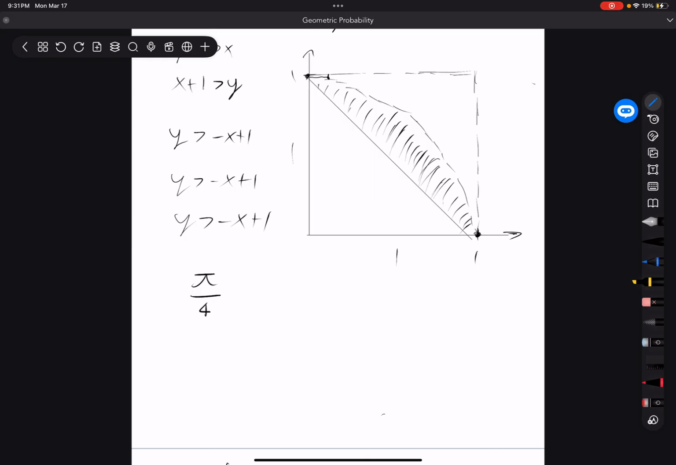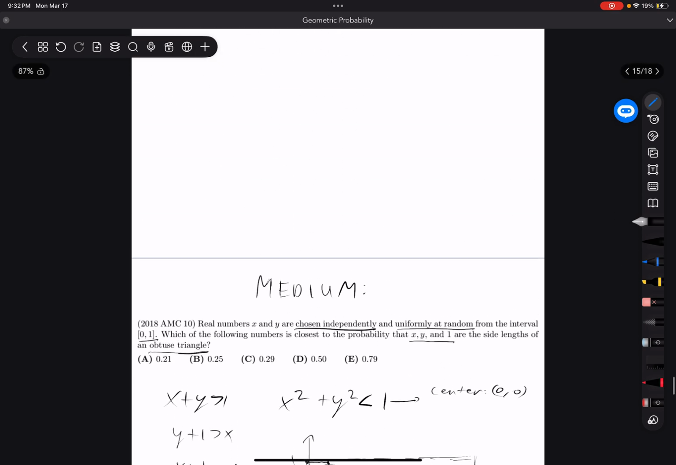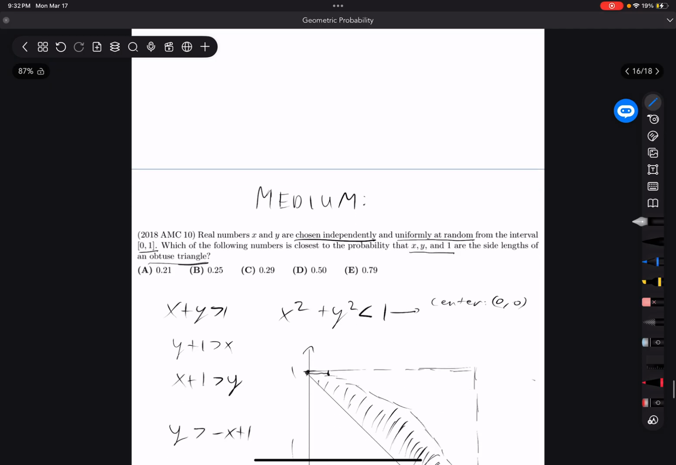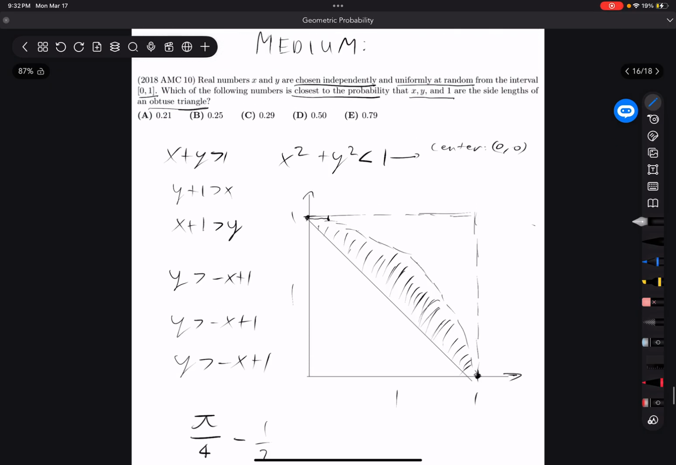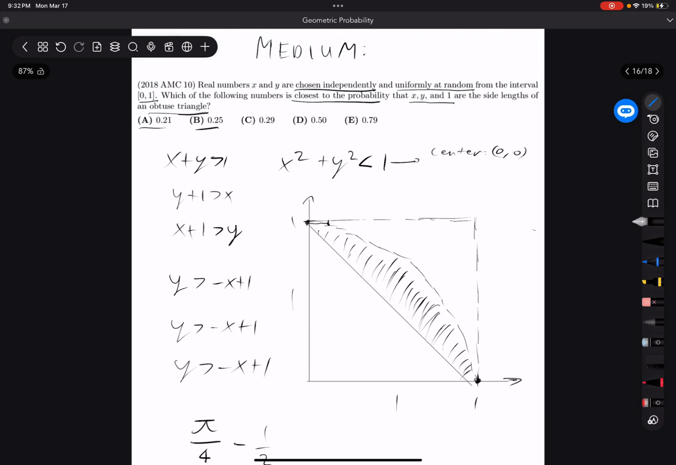So how can we subtract that? That is just a right triangle with legs 1. What is the area of that right triangle? It is the product of the legs over 2. So minus 1/2. That is the area of that region, and then we divide it by the total region, which is just 1. So what can we do here? Let's take a look at the question one more time. It's saying that the side lengths of an obtuse triangle, which of the following is closest to the probability? Meaning that because pi is really an irrational number, we're just looking for a value that's closest. And we can see that our answer choices are pretty spaced out here.